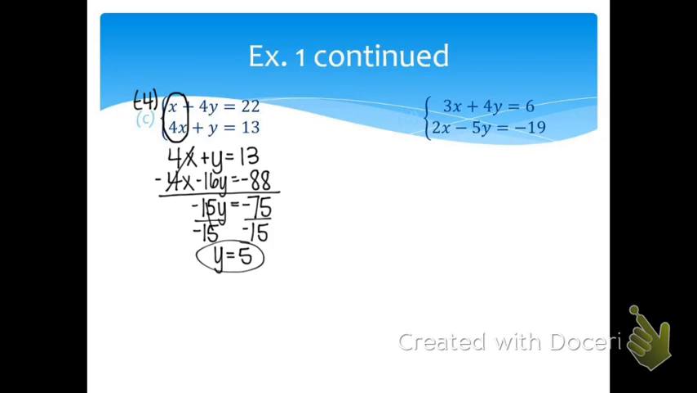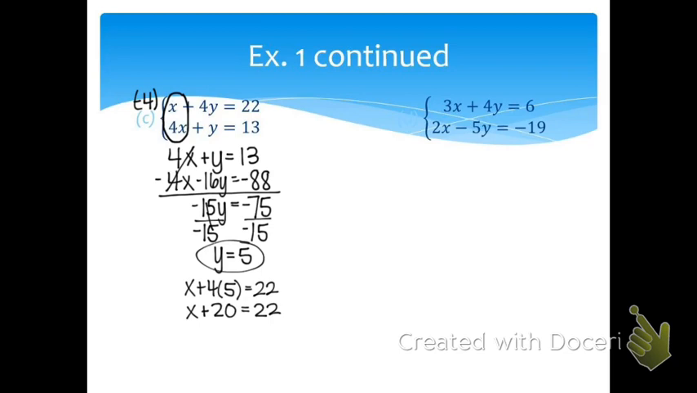Joshua, which equation should we plug 5 back into? The first one. Okay, so we have x plus 4 times 5 equals 22. So what'd you do first? Oh, my bad. I was confused. All right, well, what do you do first? I multiply 4 times 5 and I get 20.